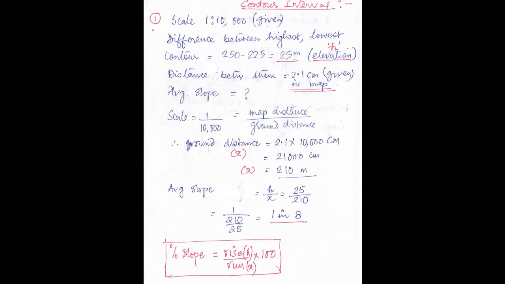Also remember over here that if we have to find the percentage slope, the formula for the percentage slope is rise divided by the run, that is h by x into 100.